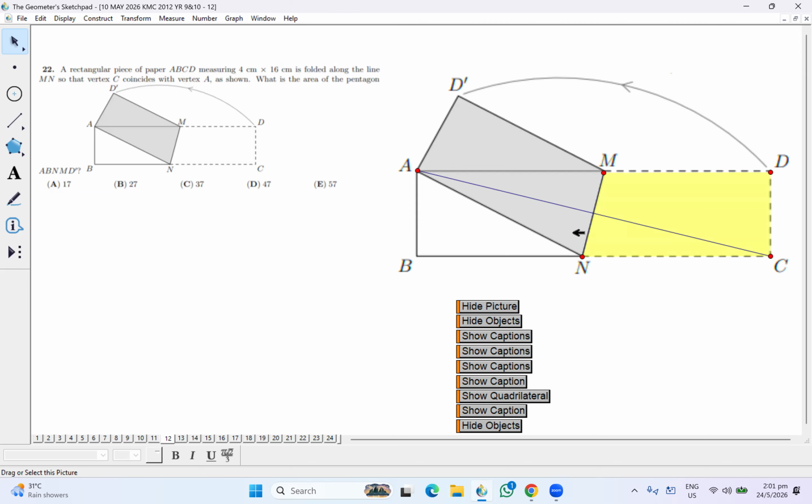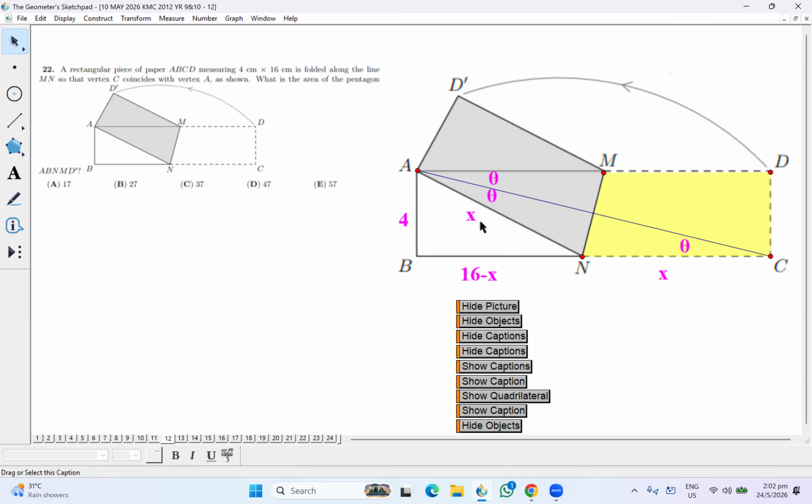So let's label the diagram. Let this part be X. Therefore, the balance is 16 minus X. And the width is 4. 4 cm by 16 cm. Remember, this is perpendicular. So this side AN is also X.